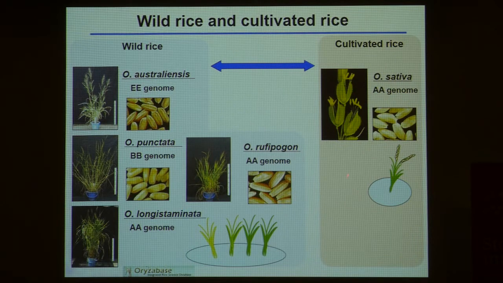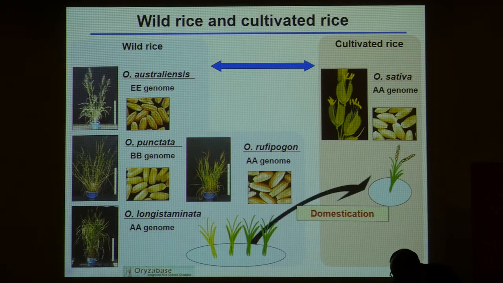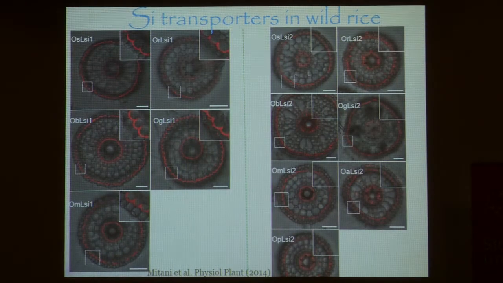Recently, so far we use the cultivated rice for silicon transport research. So we want to know how about the silicon transport in wild rice, because we don't know whether they have the same efficient system for silicon uptake as cultivated rice. So we cloned the silicon transporters from the wild rice with different genomes, and just to show you one result. This shows the silicon transporters in wild rice.